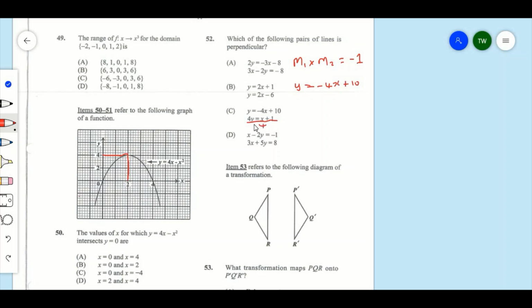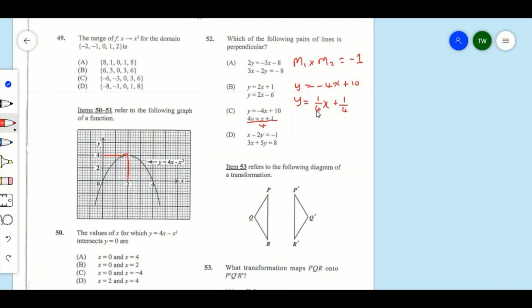If we divide each term by 4, then we are going to get y is equal to 1 over 4 x plus 1/4. Now, the gradient of both lines is the coefficient of the x term. So here, the gradient of this line is going to be -4. And the gradient of this line is going to be 1 over 4.